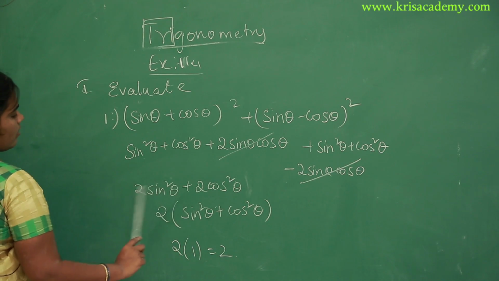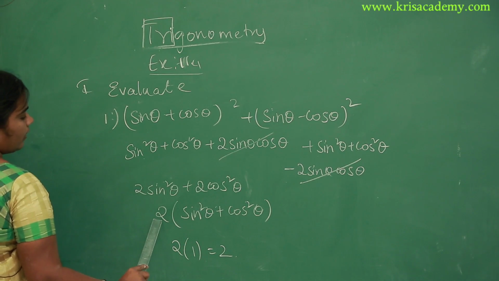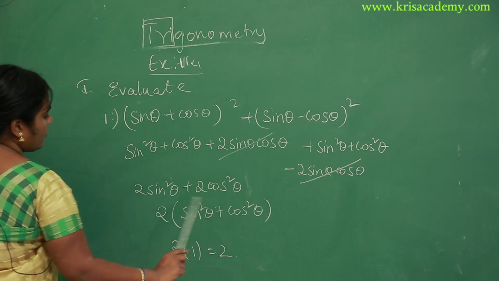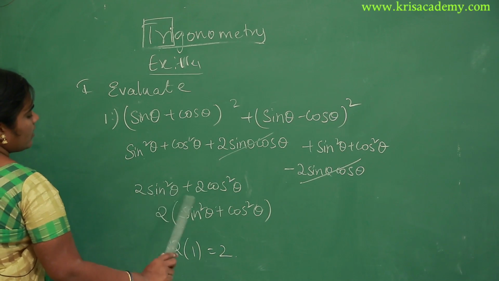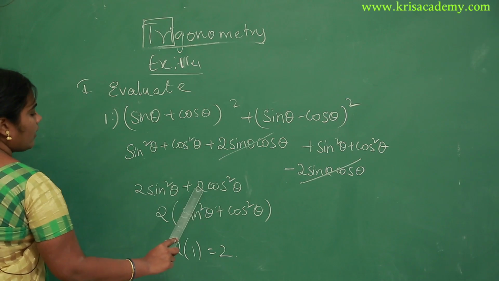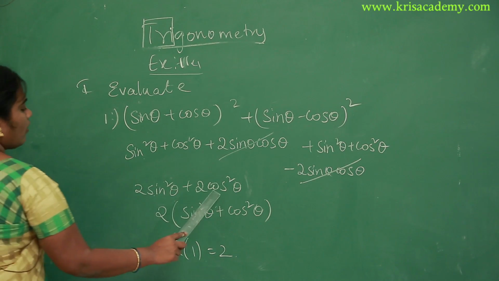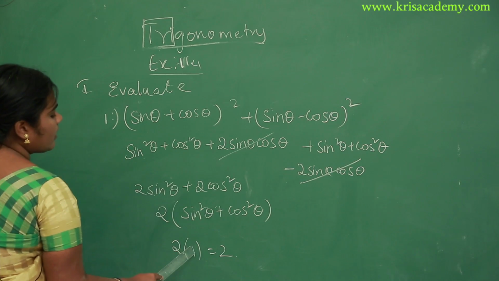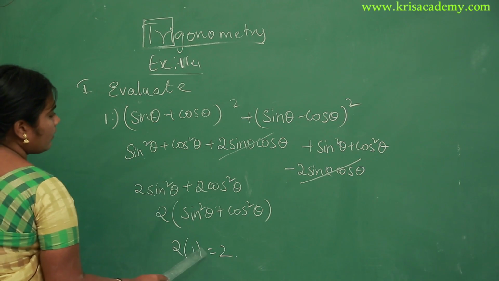If you observe in these two, 2 is common. So we have taken 2 common. Common means we have to write the rest of the terms in the brackets. So if you take 2 common, sin²θ is remaining. Here also if you take 2 common, cos²θ is remaining. So sin²θ + cos²θ value is 1. So 2 ones are 2.